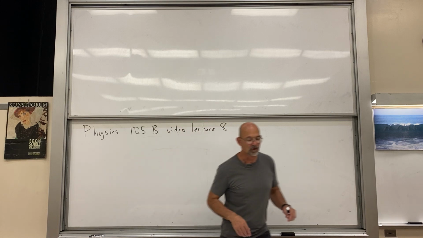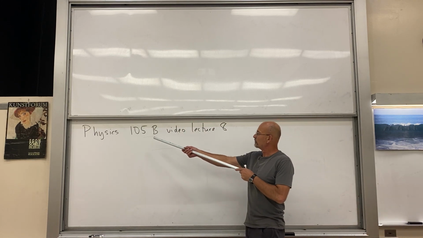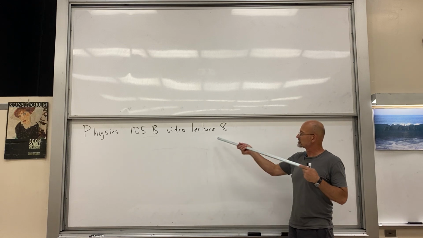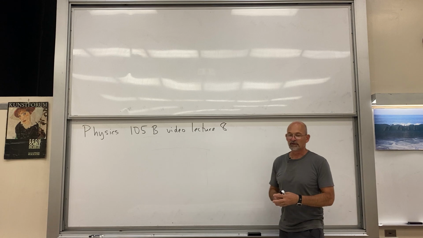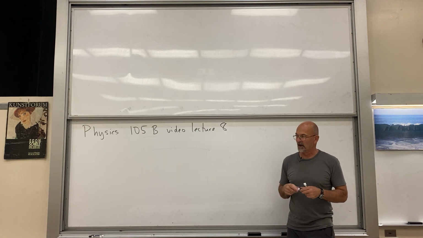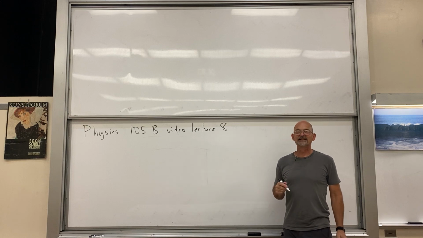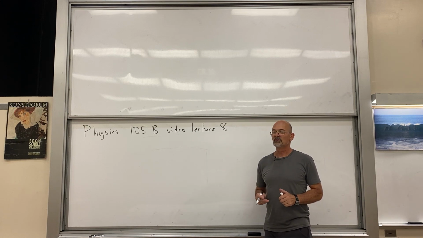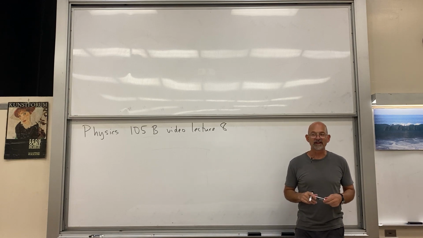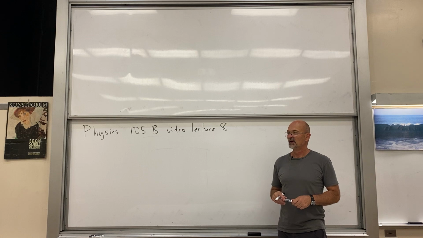And here we are once again. Physics 105B, video lecture 8. So we're deep into the Lagrangian mechanics at this point. And we did symmetries and conservation laws, we built up the formalism. So we're going to start solving some problems. Our next big goal is the theory of small oscillations.